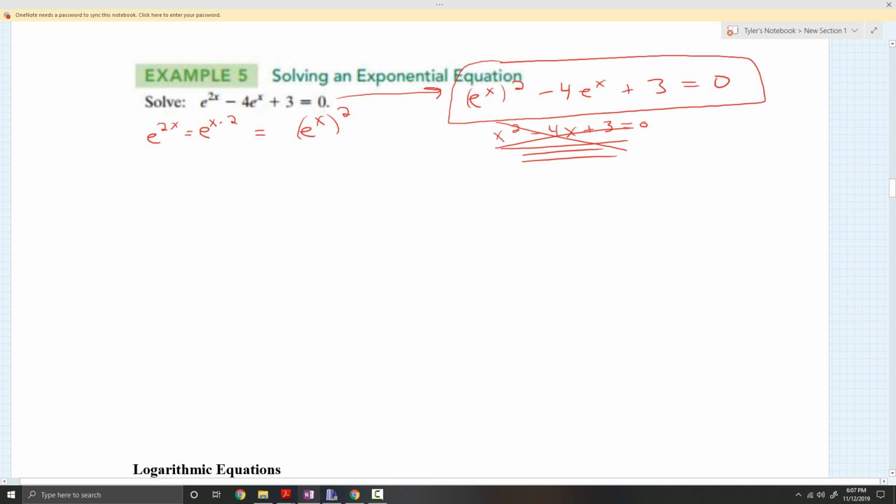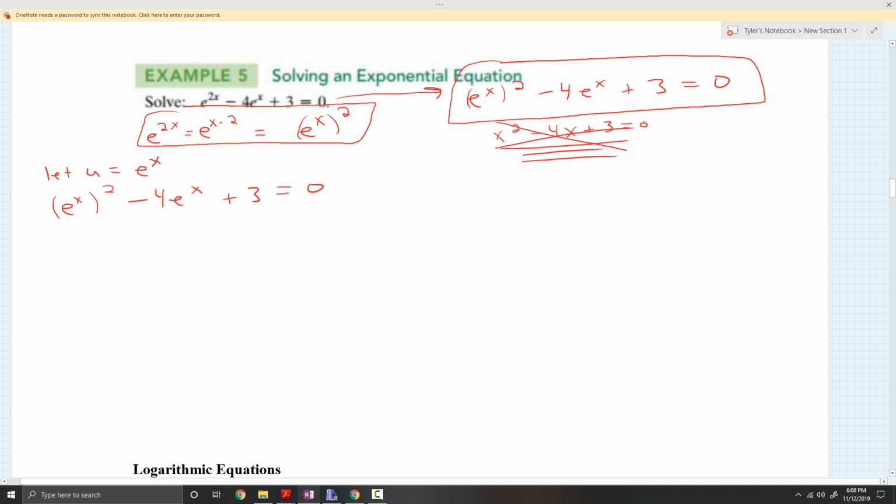So how you do this is we're going to say, let u equal e to the x, right? So by letting u equal e to the x, and the fact that we know this is true, that e to the 2x is the same thing as e to the x squared, then the equation that I would have would be e to the x quantity squared minus 4 times e to the x plus 3 equals 0.